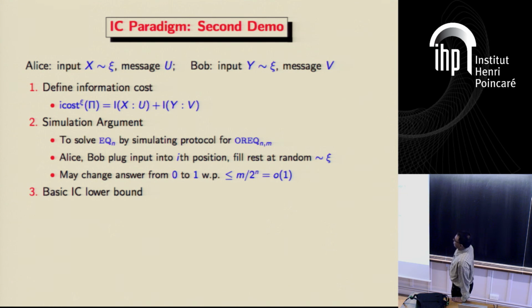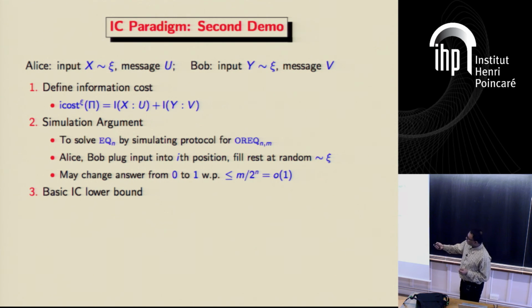Okay, now the simulation argument is going to be as follows. Again, we're going to design a protocol for equality by using a protocol for this bigger problem of OR equality. So as they did with the echo problem and index, Alice and Bob are going to plug their input into the ith position of this m copy problem, and then just fill the rest of the inputs at random, right?